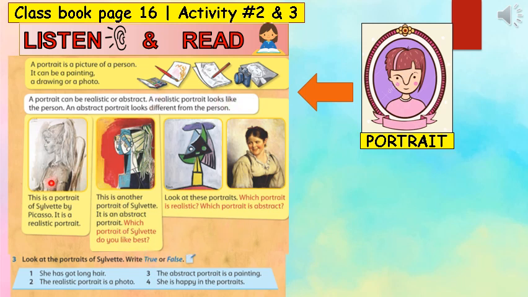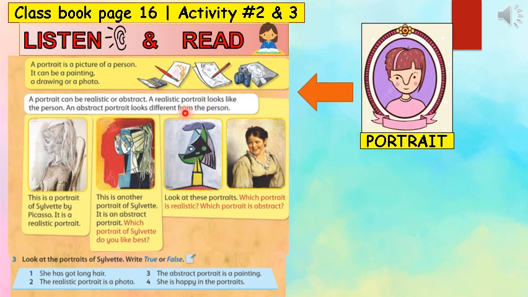This is a portrait of Sylvette by Picasso. It is a realistic portrait. This is another portrait of Sylvette. It is an abstract portrait. Which portrait of Sylvette do you like best? Look at these portraits. Which portrait is realistic? Which portrait is abstract?